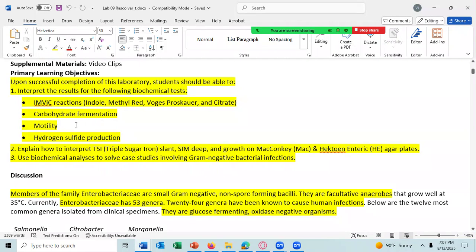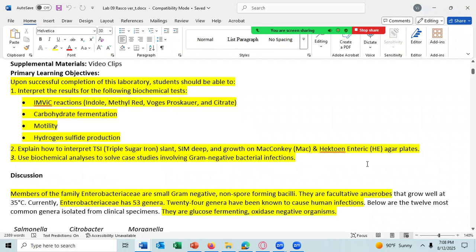Motility, give me the results of the motility test and the hydrogen sulfide production test. Explain how to interpret TSI, triple sugar iron slants, the SIM deep, that's a sulfide indole motility test, and then interpret the growth on MacConkey's or MAC and HE or Hektoen enteric agar plates. Any question about any of that?